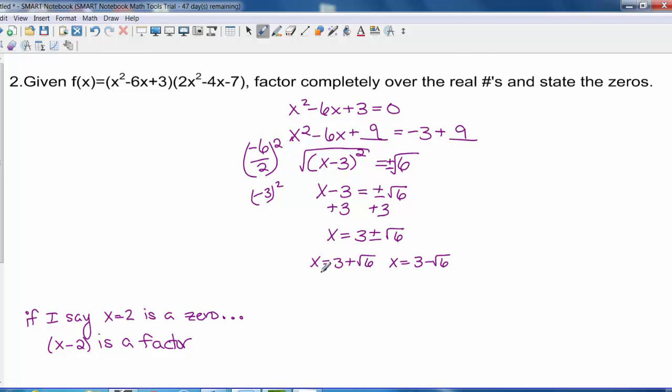So if x equals 3 plus the square root of 6 is a zero, x minus this would be a factor. So I would have x minus, and remember we want the whole thing, and you don't have to distribute the negative and combine if possible. You can just leave it like that. So here's my other zero. So my factor would be x minus this zero.